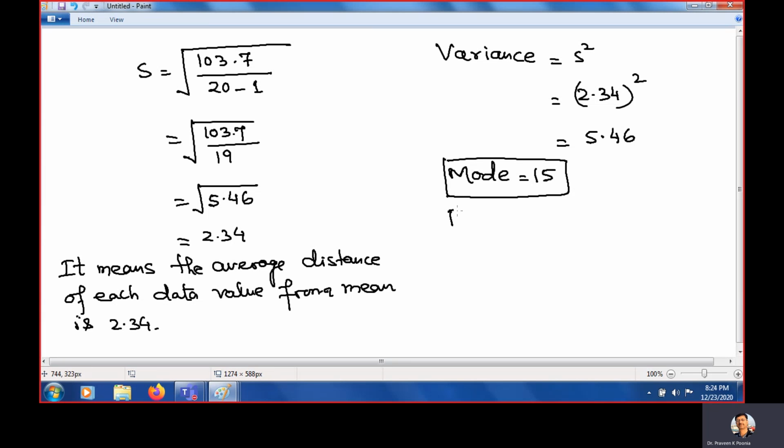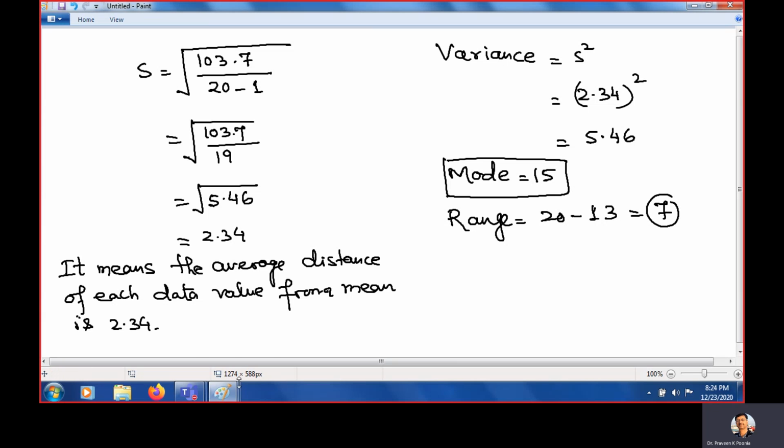And if you want to calculate the range of this question, the maximum marks are 20, minimum marks are 13. So range is very simple. It is 7. Clear? So this is how you can calculate the other things also. Even you can calculate the median. Median is not a big issue.